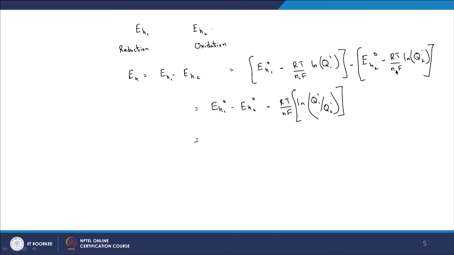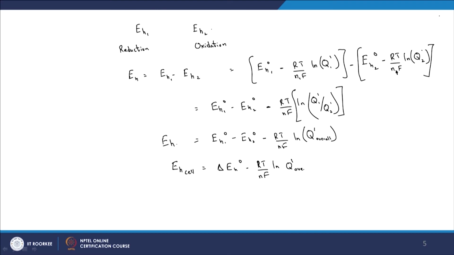And how would that transform? That is going to be equal to EH1 naught minus EH2 naught minus RT by NF natural logarithm of Q of the overall reaction. So, when is this value going to be positive now? This Ecell would be equal to delta EH naught minus RT by NF natural logarithm of Q dash overall, Q dash of the overall reaction.